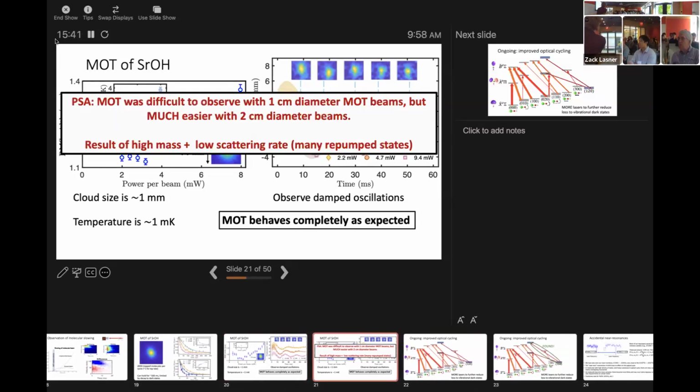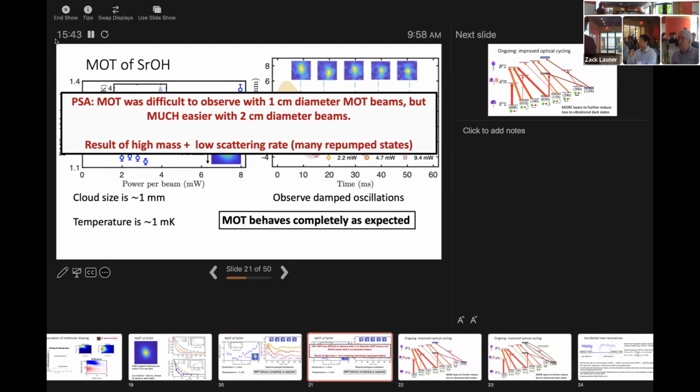There's a PSA I want to give, which is that we tried a long time to get a really good, reliable MOT with 1 centimeter diameter laser beams in the MOT region, and it was pretty spotty. It depended a lot on our beam parameters, and the signal was not that great. Then we increased the beam diameters to 2 centimeters, and it just worked fantastic after that.